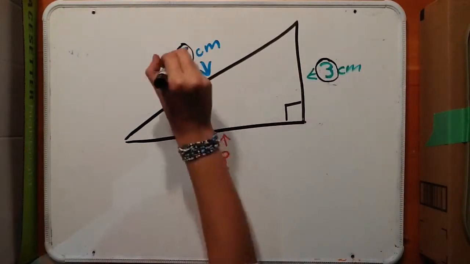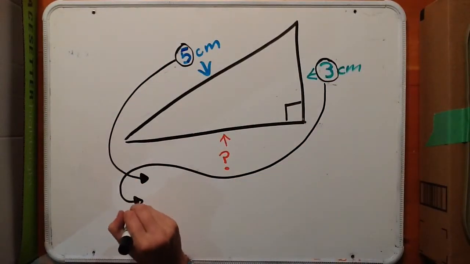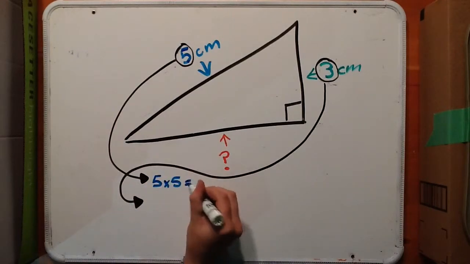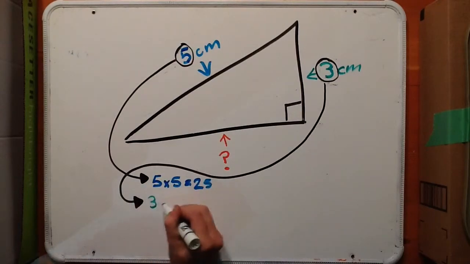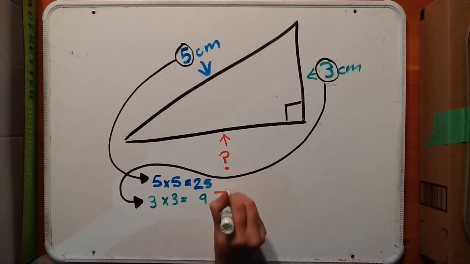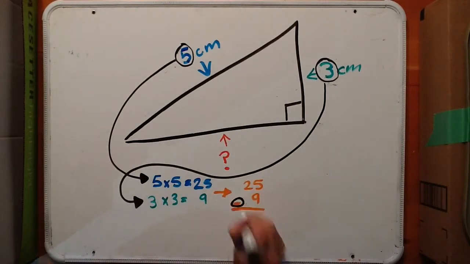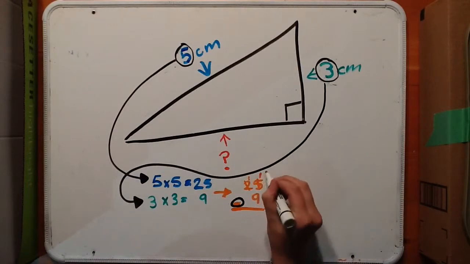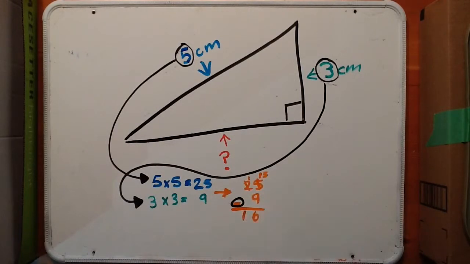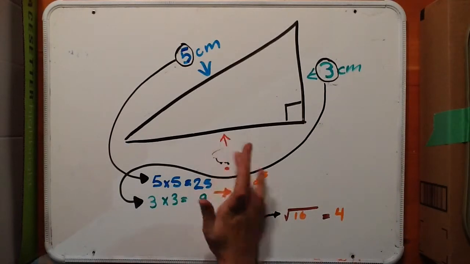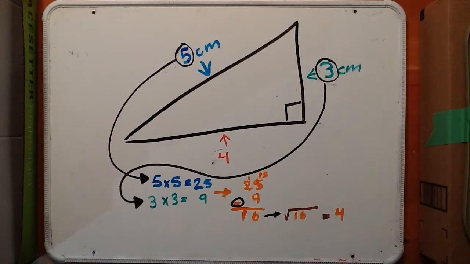To start, you're going to do the same thing you did with the other one. You're going to use A squared plus B squared. So 5 times 5 is 25 and 3 times 3 is 9. Now, instead of adding 25 and 9, you're going to subtract. So 25 minus 9 is 16. Then, since you want to get your C squared, you're going to take the square root of 16. And the square root of 16 is 4. So your question mark is no longer a question mark, it is 4.